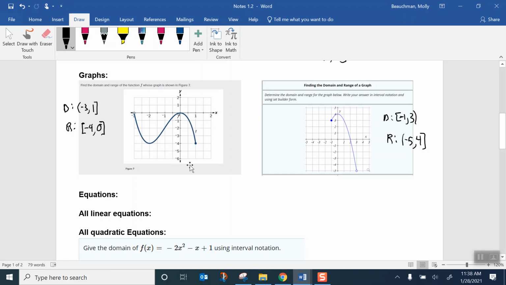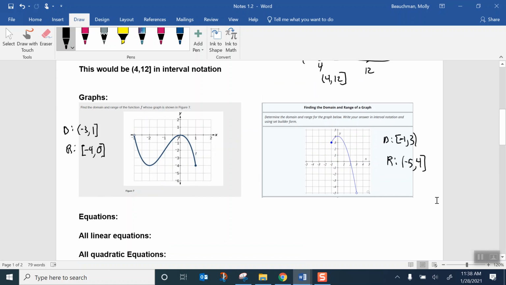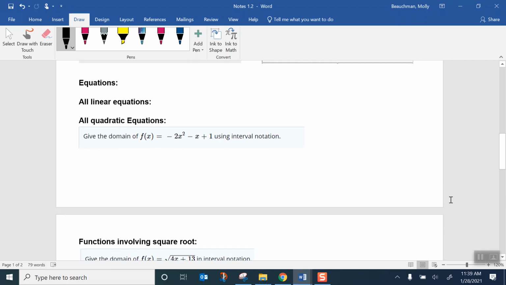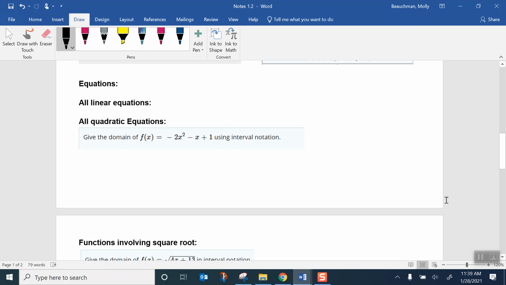So now that we've defined domain and range and how to express them in interval notation, we've taken a look at graphs. Now we want to take a look at some equations, and equations that you're familiar with, and how we find the domain, and in some cases also the range.